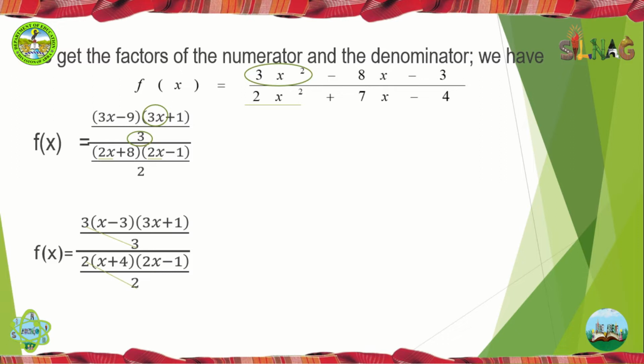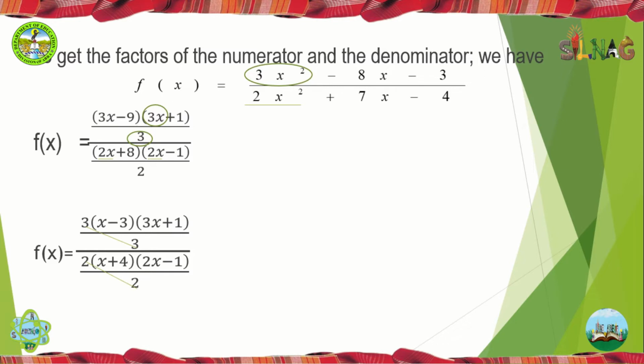Now choose two factors of negative 8 whose sum is positive 7. So we have 8 and 1. Then the sign of the middle term of the denominator is positive. Therefore, the greater factor 8 is positive, and the second factor, or the second term, will be negative. So we have 8 and negative 1 as the second terms of the binomial factors of 2x squared plus 7x minus 4. Then next, we simplify to get the final factors.